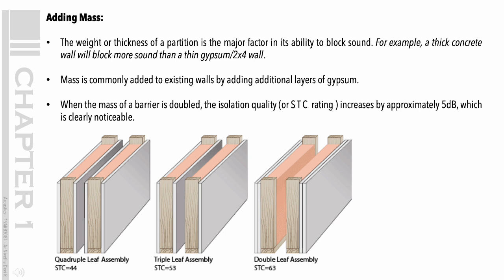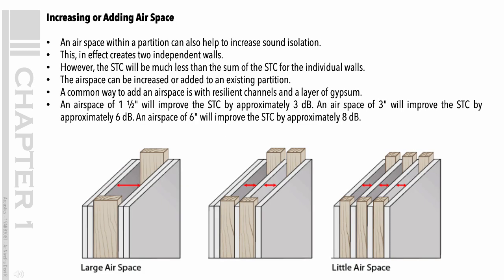Adding mass. The weight or thickness of a partition is the major factor in its ability to block sound. For example, a thick concrete wall will block more sound than a thin gypsum/2x4 wall. Mass is commonly added to existing walls by adding additional layers of gypsum. When the mass of a barrier is doubled, the isolation quality, or STC rating, increases by approximately 5 decibels, which is clearly noticeable.